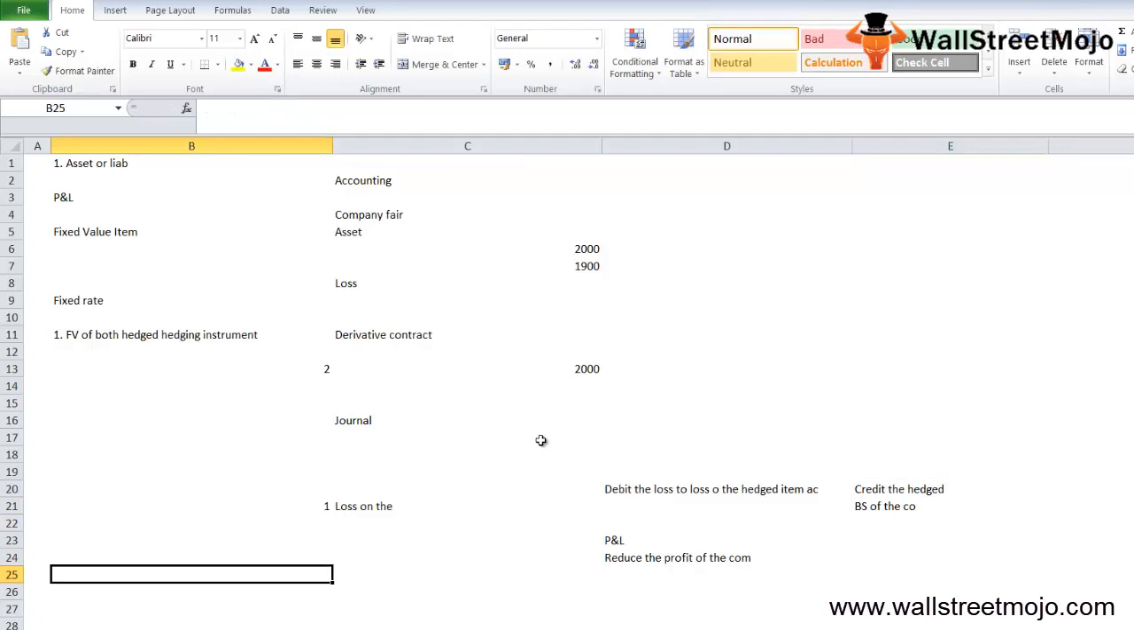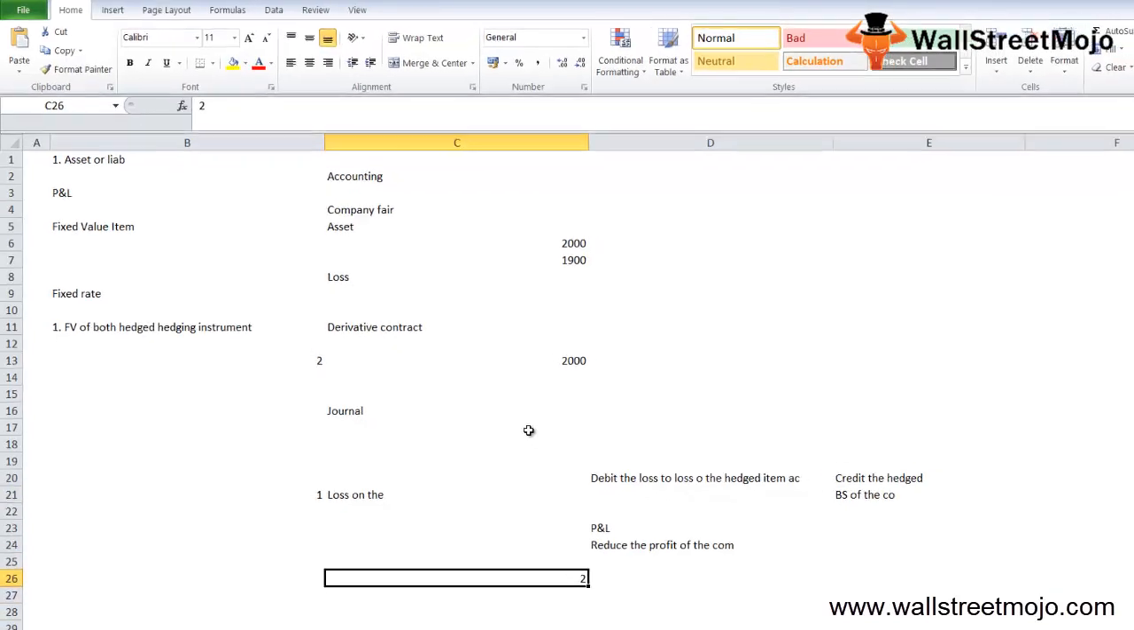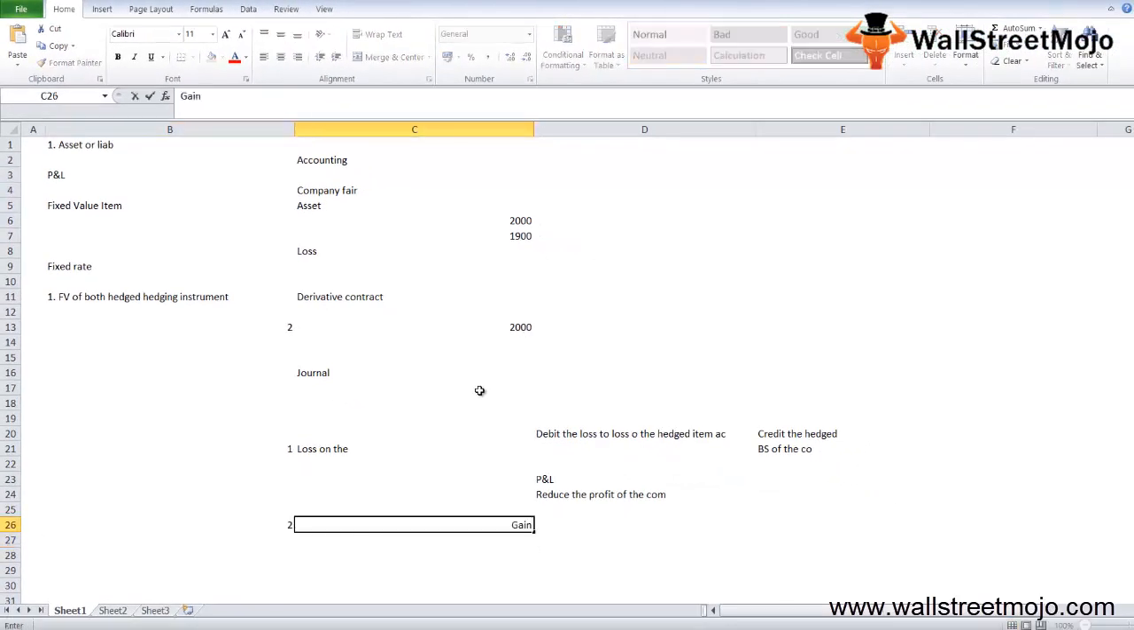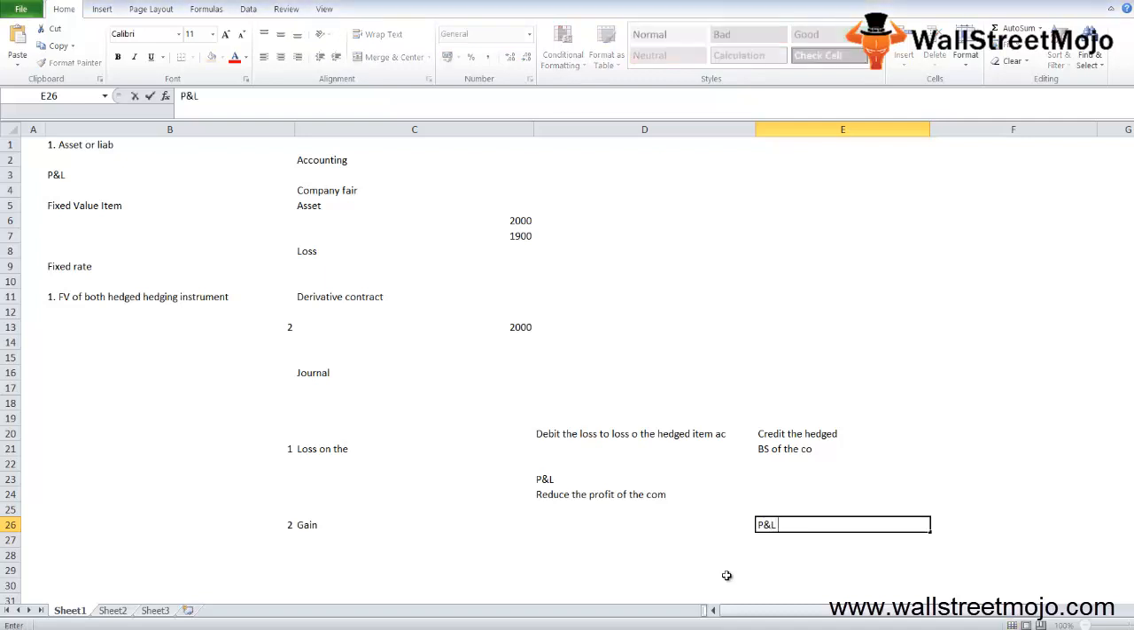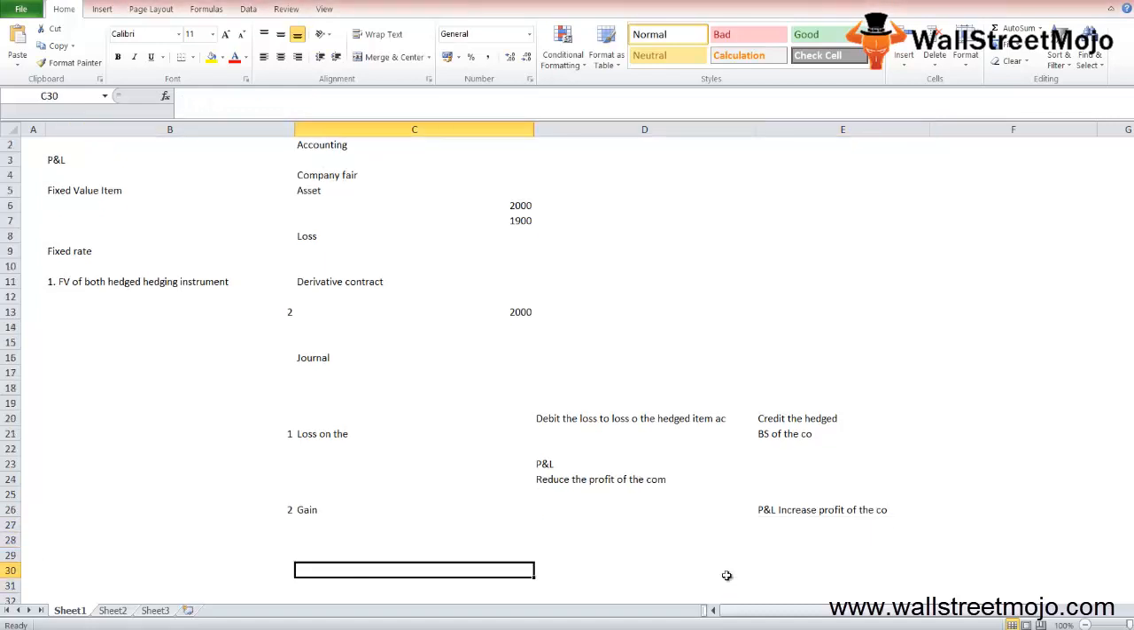Second, what if there is a gain on the hedged item in the reporting period? In a gain, we debit the hedged item, since this is an asset and the value of the asset will go up, and this will affect the financial position, that is the balance sheet of the company. Now this will have an effect on the profit and loss account, and there will be an increase in the profit of the company. This was the gain part.